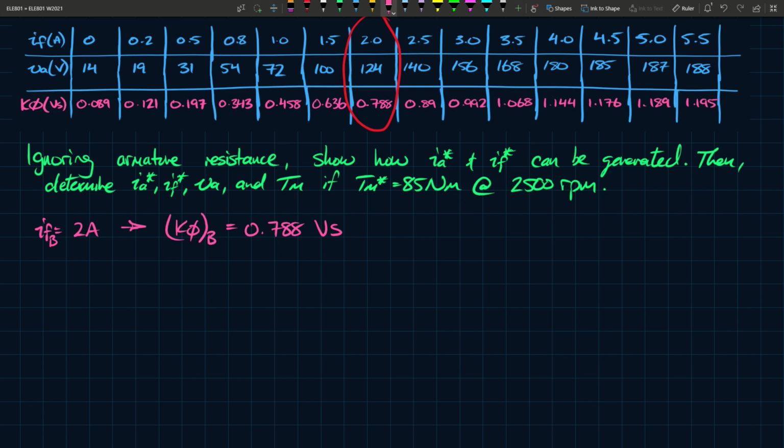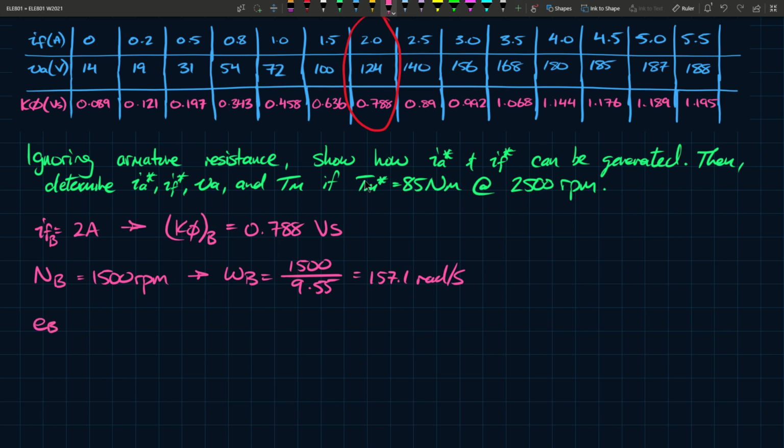So the next thing we can do is find the rated speed. The rated speed, NB, let's call it, is given as 1500 RPM. This is given to us in the question. Now, what is that in terms of angular velocity? Because we always work in angular velocity. To convert to angular velocity, you just divide this by 9.55, and that gives you 157.1 radians per second.